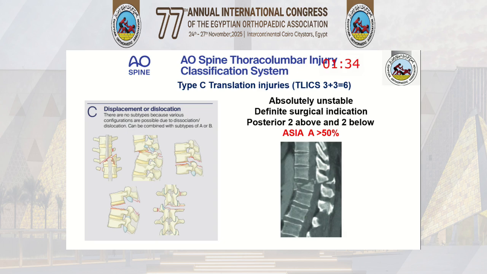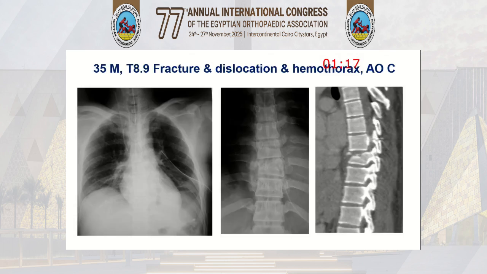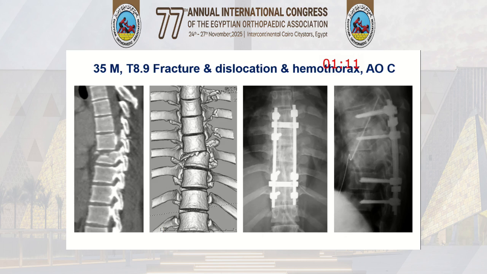C-type is absolutely unstable, so definitely a surgical indication. 2 above, 2 below. And you should remember, in type C, more than half are complete paralysis, ASIA A. This is a 35 year old male, T8, 9 fracture and dislocation. We perform 2 above, 2 below.